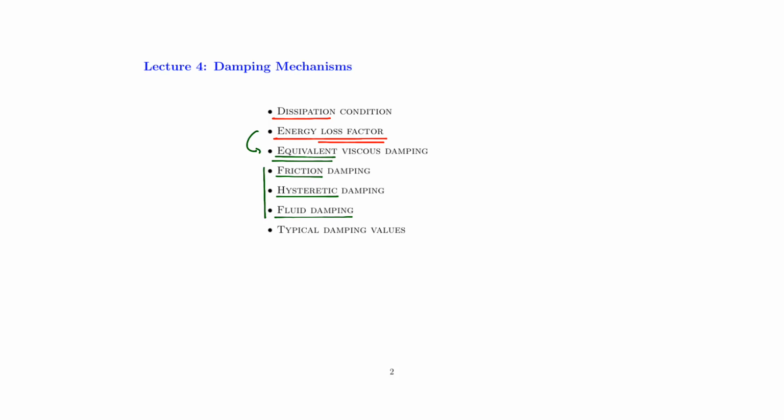And at the end, we'll have a look at some typical values for damping, and the common denominator for these different values is that they are generally small. So structures that are prone to dynamic excitation, that are sensitive to dynamic excitation, typically are quite lightly damped and have relatively small damping ratios.